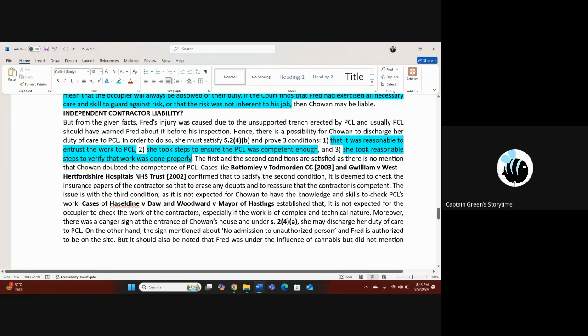So the issue with the third condition is that it is not expected for Chauhan to have knowledge and skills to check PCL's work, and thus this shifts the liability towards PCL.